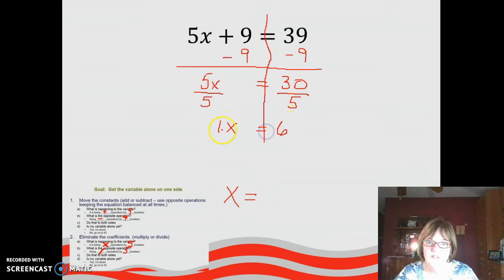And that is equal. Now, go back down here. I did that to both sides. Is my variable alone yet? Well, you know what? Yeah, 1x is the same thing as just an x. So x equals 6. Is my variable alone yet? Yes. No. Yes, it is alone. Sorry, I'm getting myself mixed up here. It is alone. We are done. All right? That's a good example of how to do that. Take your time. If you need to rewatch what I just did, please do.